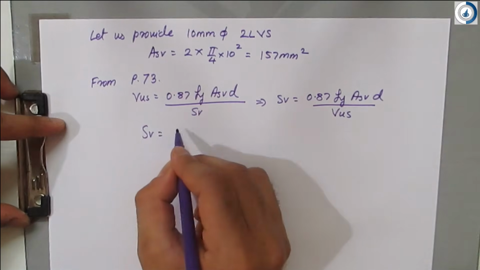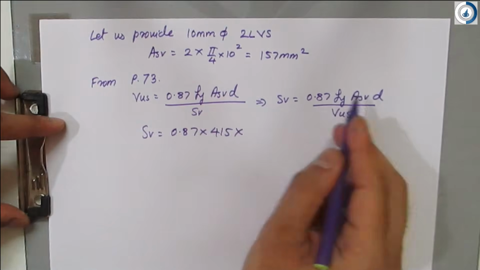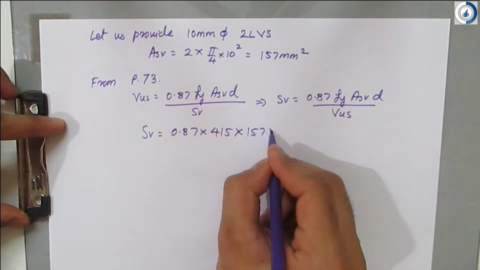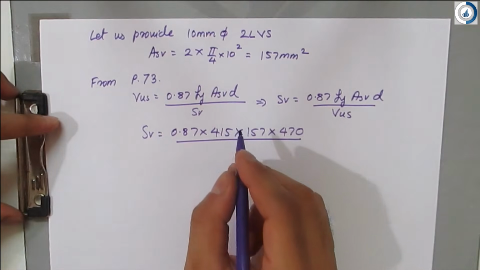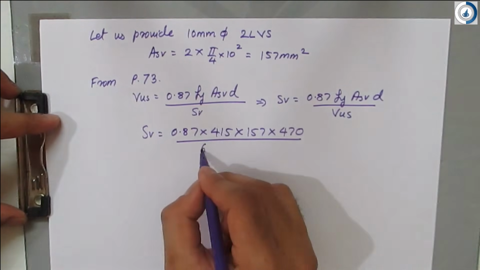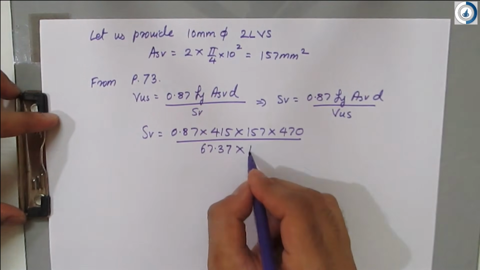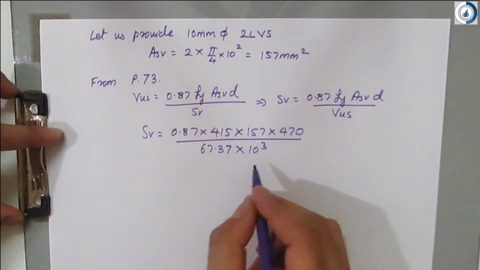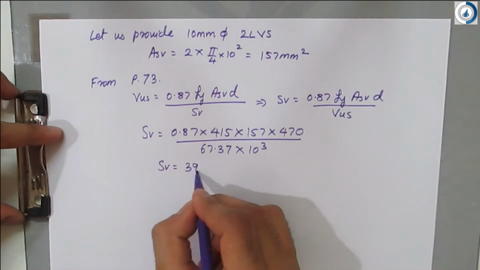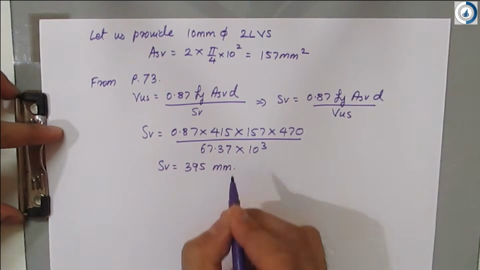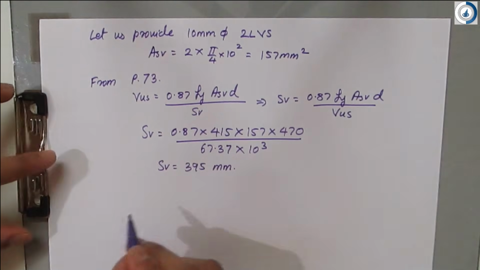So SV is equal to 0.87 into 415. ASV you have calculated, that is 157. D is 470 divided by VUS, shear carried by stirrups, that is 67.37. We had got the value in kilonewton. If you convert it into Newton, you have to multiply by 10 raised to 3. So SV you will be getting 395 mm. Now again there are two clauses which are given on page number 47.